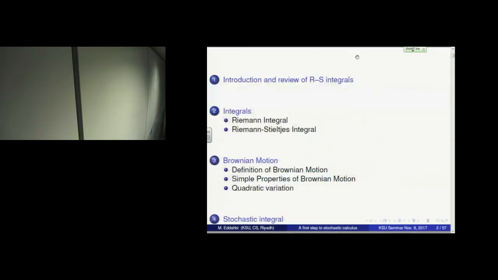So I will cover these three sections. First, an introduction and review about the Riemann-Stieltjes integral, and then some details about integrals of Riemann-Stieltjes.